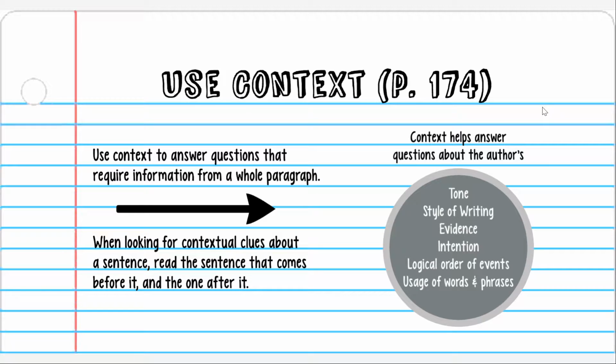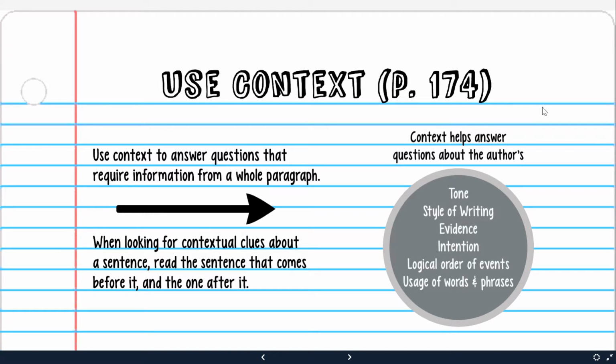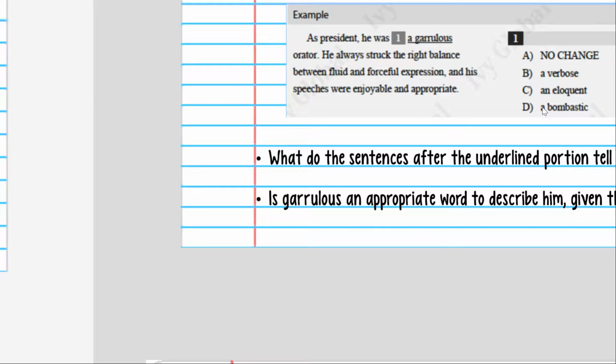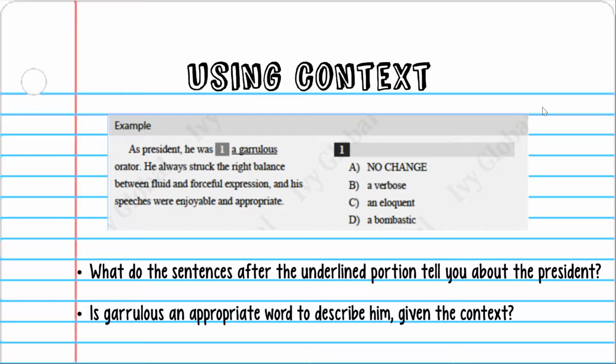Use context. Use context to answer questions that require information from a whole paragraph. When looking for contextual clues about a sentence, read the sentence that comes before it and the one after it. Context helps answer questions about the author's tone, style of writing, evidence, intention, logical order of events, usage of words and phrases. Context is important.